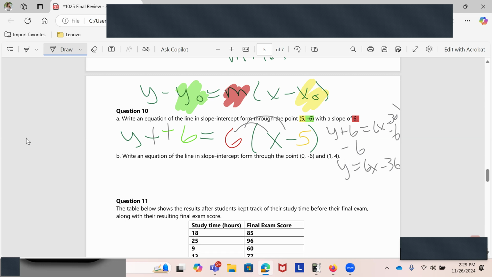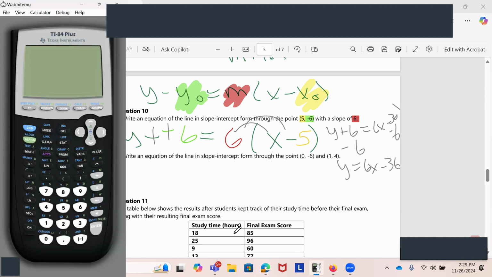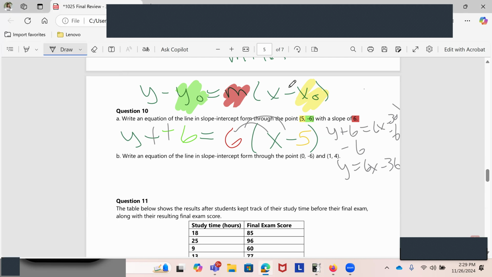Just be careful when you do that part in your calculator. Make sure you do -30 minus 6. That is the most common mistake I've seen on these. My calculator turned off. So -30 minus 6. So make sure you get -36 for that. Questions on that one?